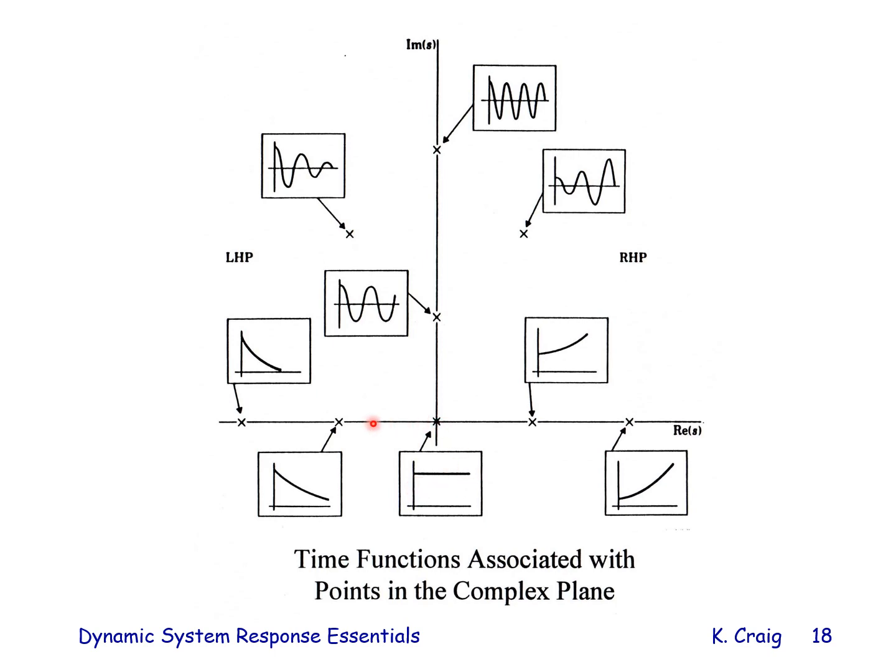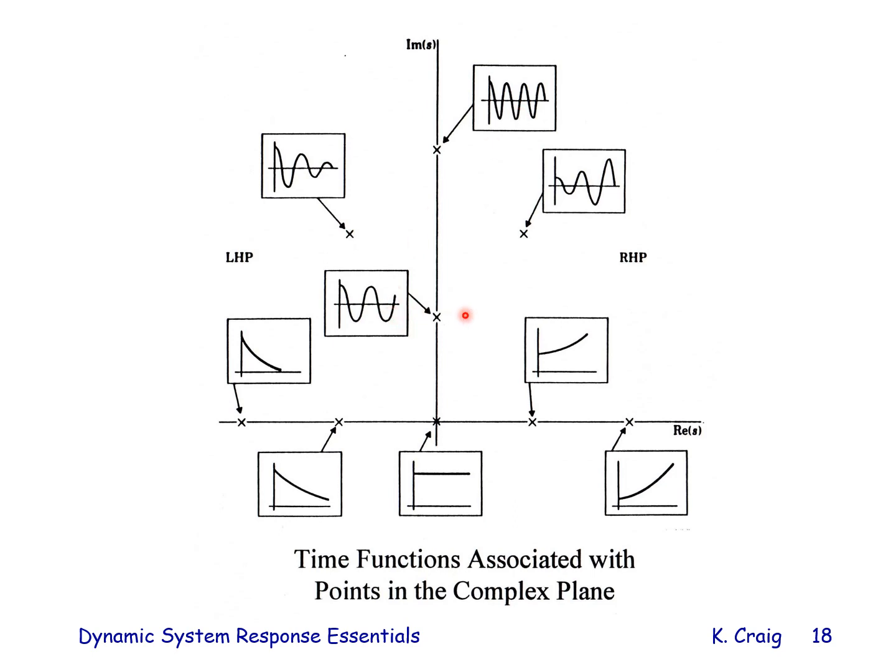if I have a root at the origin, in the time domain, that represents a constant. A root to the left on the negative real axis represents an exponential decay. The farther to the left, the faster the decay. A root on the positive real axis represents exponential growth. The farther to the right, the faster the growth. If the roots are on the imaginary axis, then they correspond to a sinusoid that neither decays nor grows. And the farther you go up the imaginary axis, the higher the frequency.